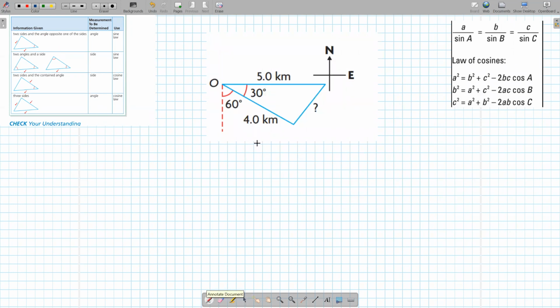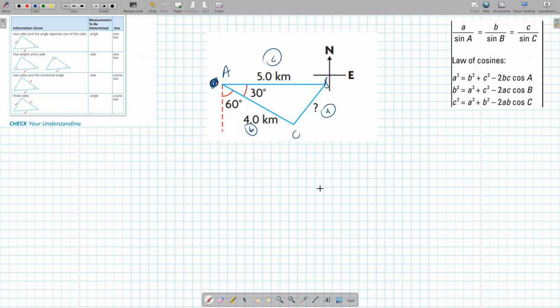We can just put some labels on this. Forget the O. Let's call this A, B, and C. So the unknown is the small letter A, this is small letter B, this is small letter C. Sine law or cosine law? It's obviously not SOHCAHTOA because there's no right angle that we know of. So the question is, is this a sine law problem or cosine law?